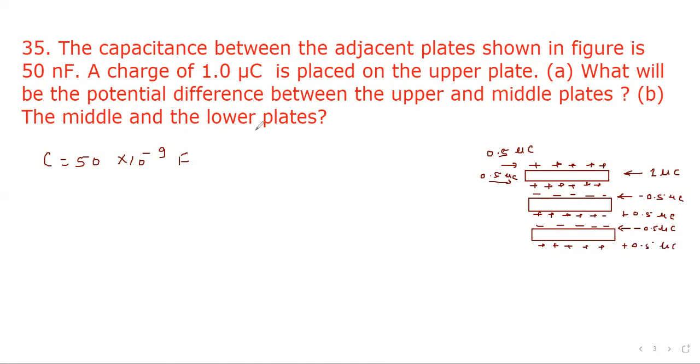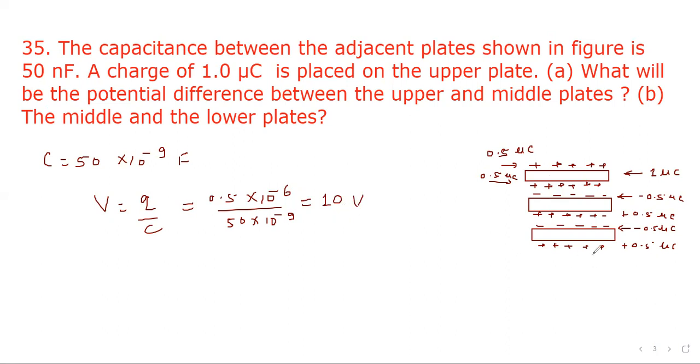Now, our purpose is to find the potential difference between the upper and middle plates and between the middle and the lower plates. So let's evaluate it. So potential difference V is Q upon C, and Q is 0.5 for the upper plate, 0.5 into 10 to the power minus 6 divided by capacitance 50 into 10 to the power minus 9. So this will give 10.